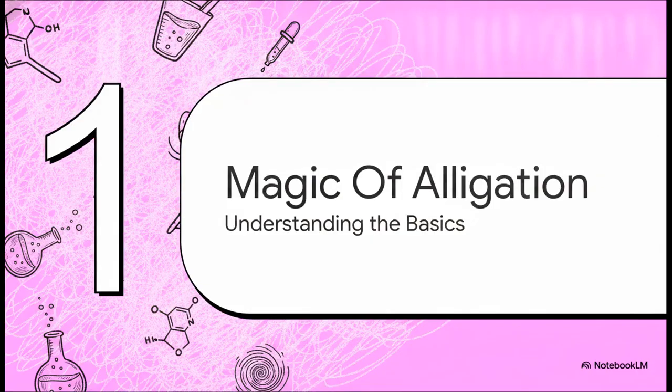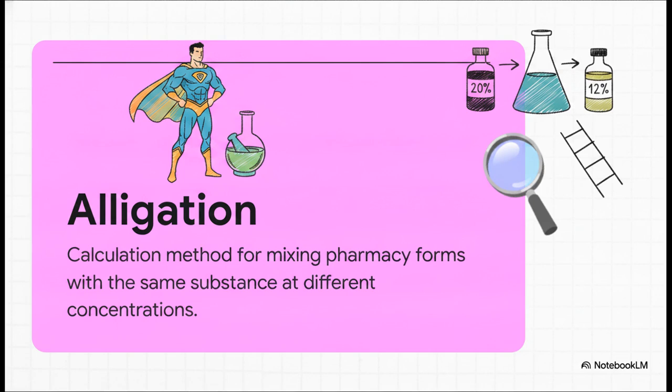All right, let's jump right into section 1, the magic of alligation. So, what actually is it? By the end of this explainer, this definition is going to be your superhero tool. It's used for calculating both final concentrations and the exact amounts of ingredients you need to create a specific final product. You see, in pharmacy, you rarely get a commercially prepared product that perfectly matches every single patient's unique needs.